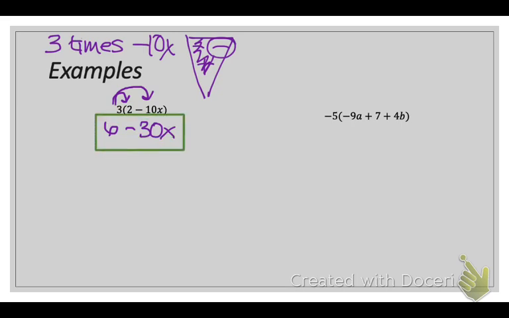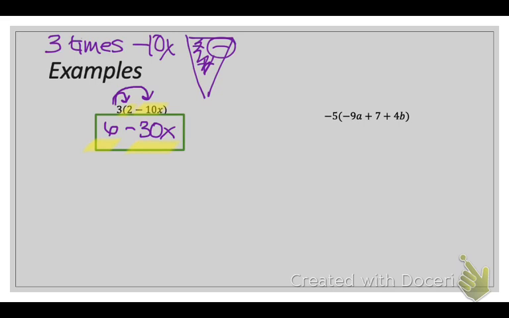Now I want to highlight that I have 2 terms on the inside. I had 2 and I had negative 10, which means that I have to have 2 terms when I'm done distributing, which is 6 and negative 30. All right, let's try that next example.